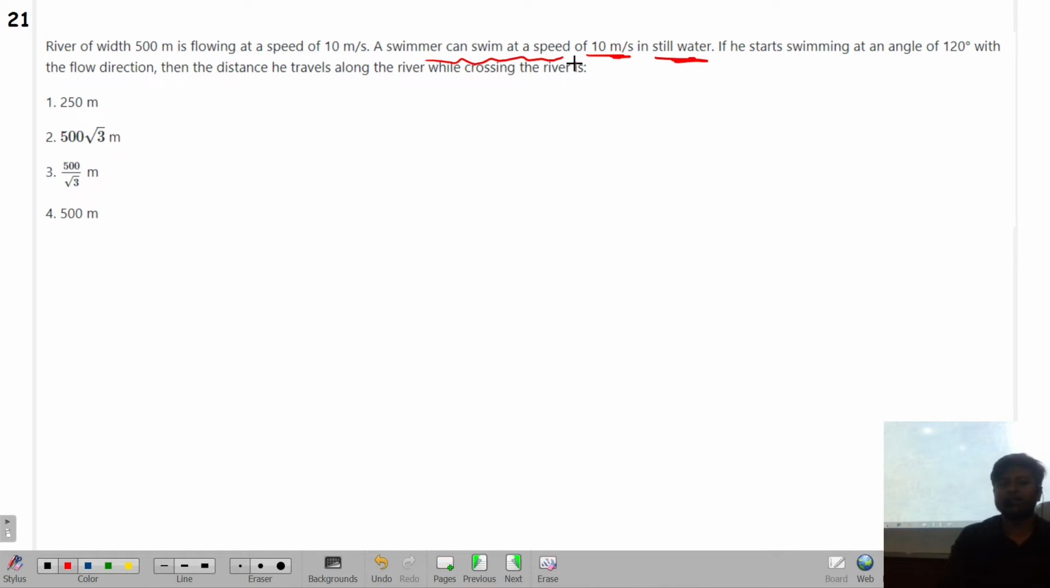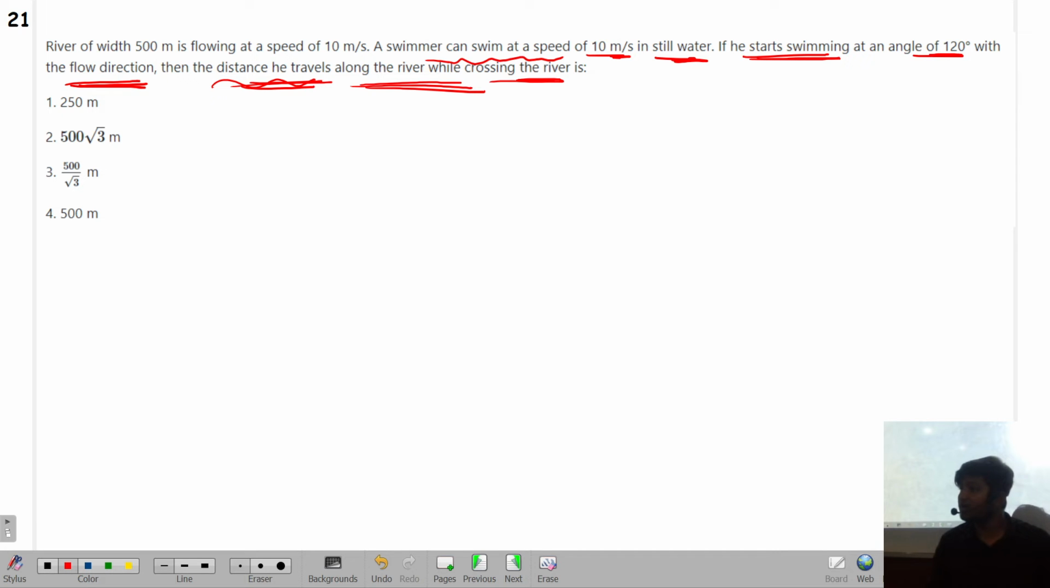Still water. Is the velocity of the swimmer with respect to ground given? How much? 10 meters per second. He starts swimming at what angle? 120 degrees with the flow direction. Got it or not? At what angle is the swimmer traveling? 120 degrees with the flow direction. The distance he travels along the river while crossing the river. Now this is very important. You are not able to understand the question.